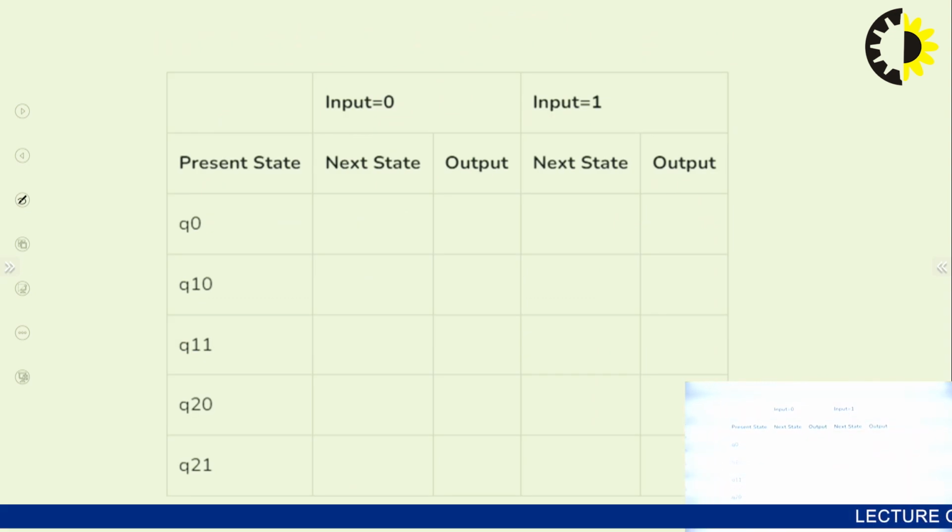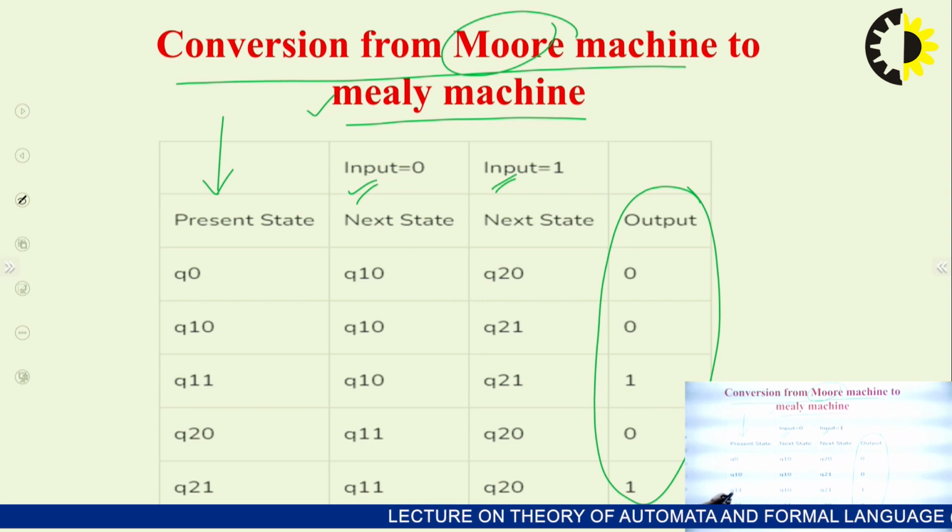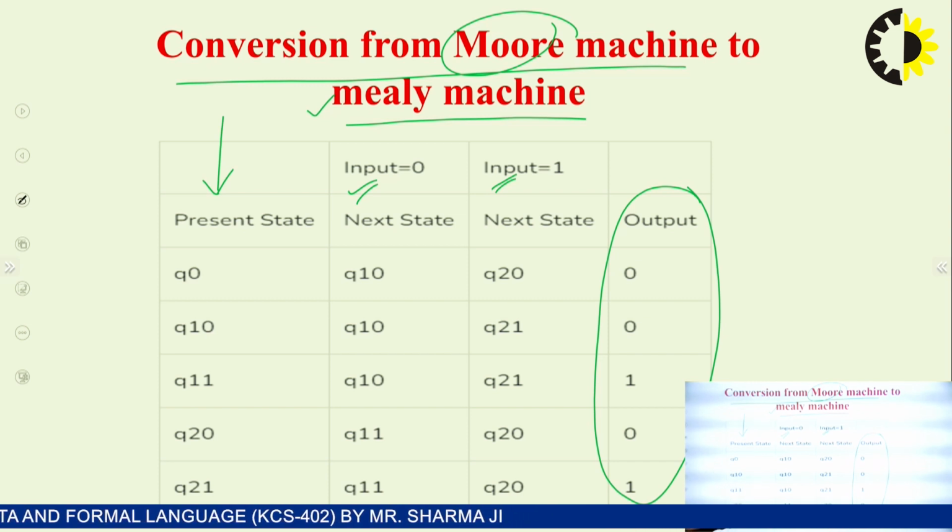Sorry. The table of Mealy machine is this: the present state, there is no change in present state. Q0, Q10, Q11, Q20, Q21. And this is the table which is converted from the previous question, in which we had to convert Mealy machine into Moore machine. Here, that same question is converted into Mealy machine.